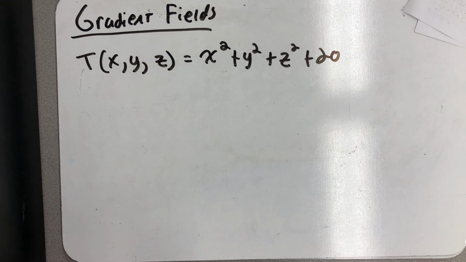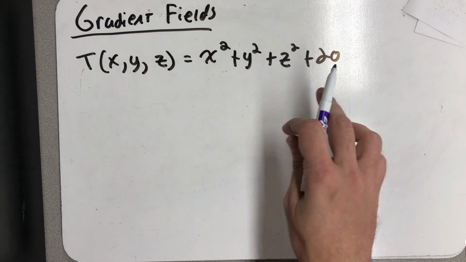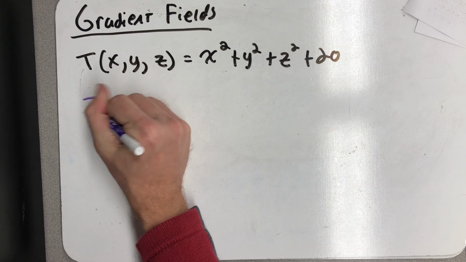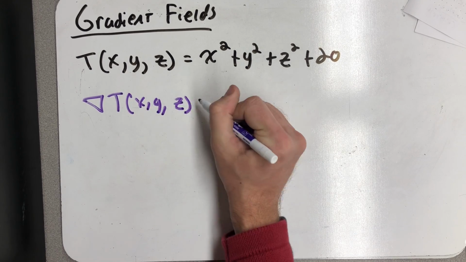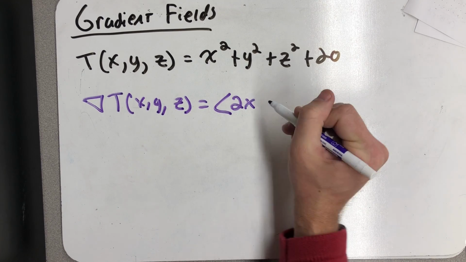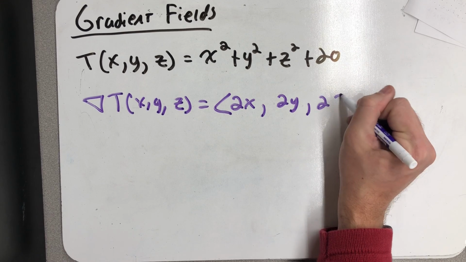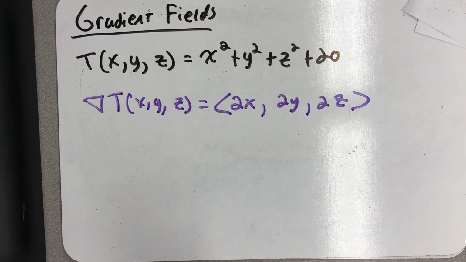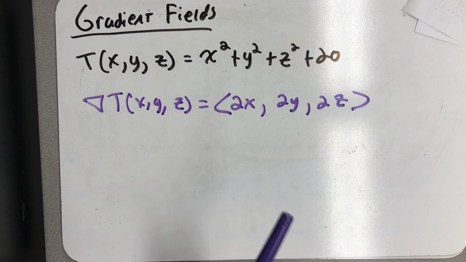Earlier in the semester, we learned about the gradient. So I have a function here, T of x, y, z equals x squared plus y squared plus z squared plus 20, and we could write down the gradient, del T. Not a very hard set of partial derivatives to take, but what I realized is that we went from a scalar function to having a gradient, which is a vector function.